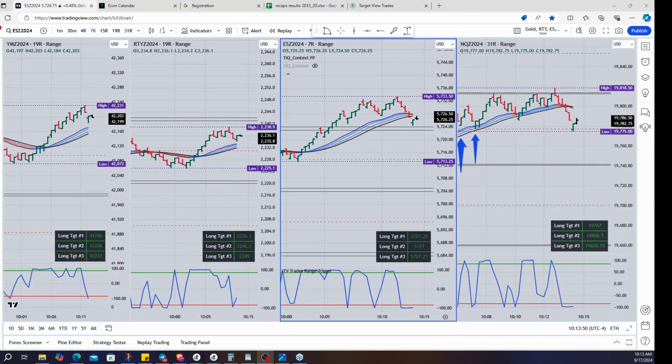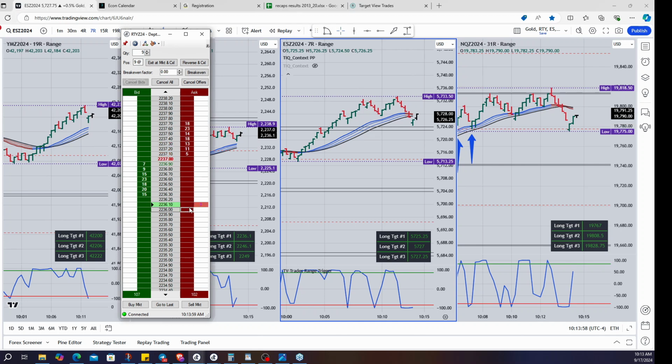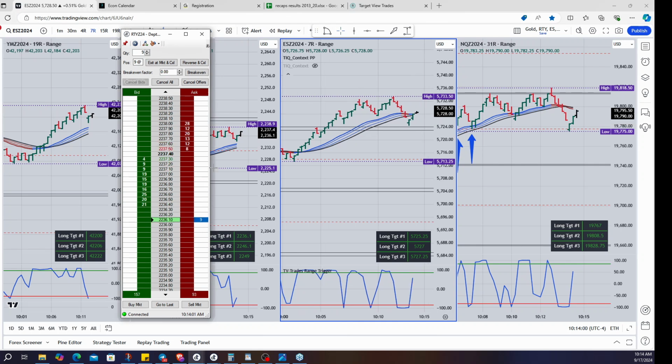33, 34 right there on the Russell is a long opportunity. Okay, and here it is on the Russell. You want to bump that stop to break even after 10 ticks in profit. It just hit 10 ticks in profit. Now we want this to run up to the weekly trading zone right here.